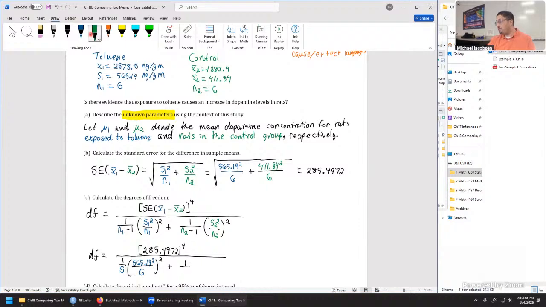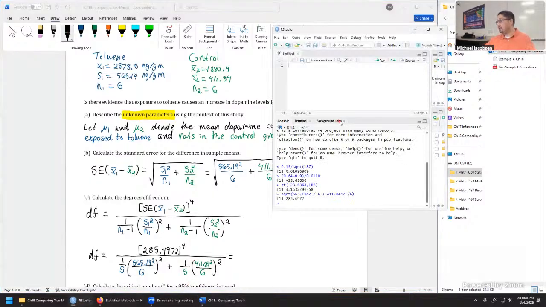This will be 1/5, following the format from before on the left. The denominator here is back to 6. Really, the only thing big that's changing, once we wrote it down once, is we're just putting in the other standard deviation, S2. So 411.84 squared goes here, close that off, raise the whole thing to power 2, and this will get us our degrees of freedom. So it's time for the calculator.